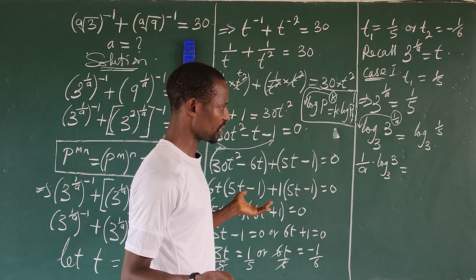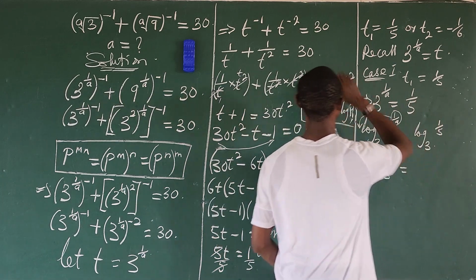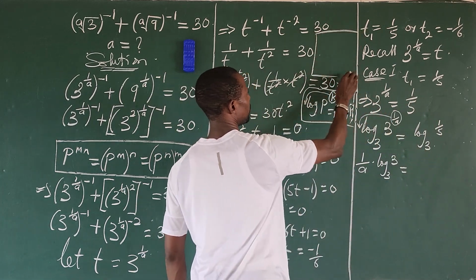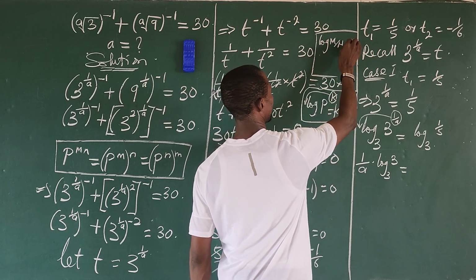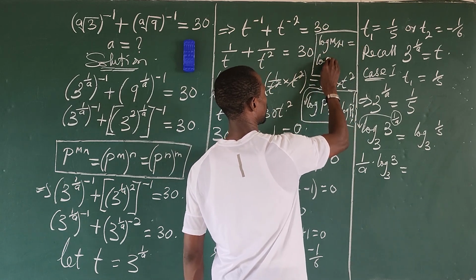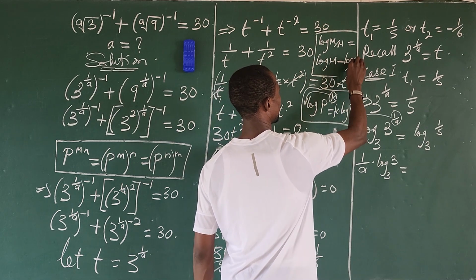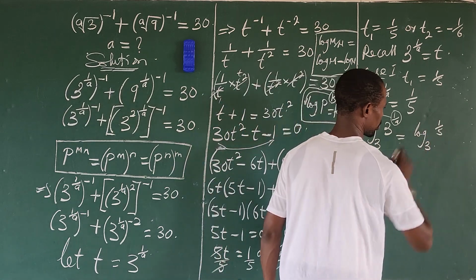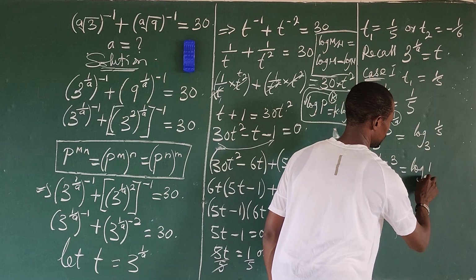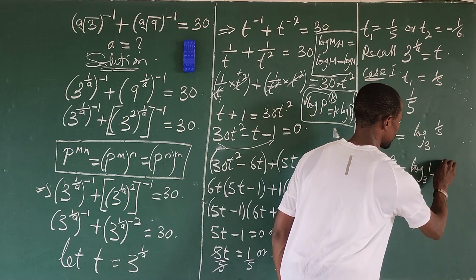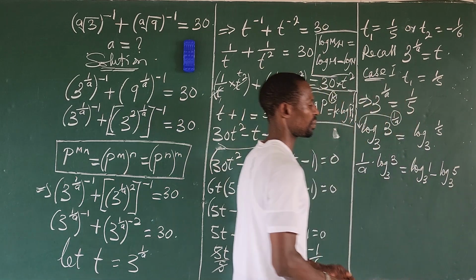We can equally apply the division law of logarithm here. The division law of logarithm says that if you have log of m all over n, this is equal to log m minus log n. So this is going to give us log of 1 base 3 minus log of 5 base 3.